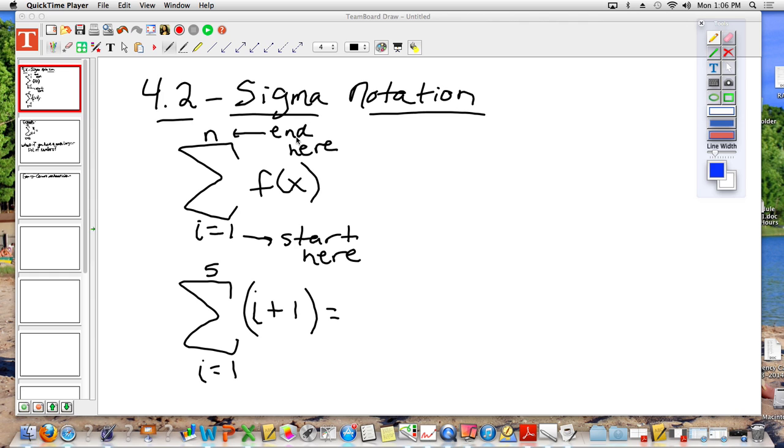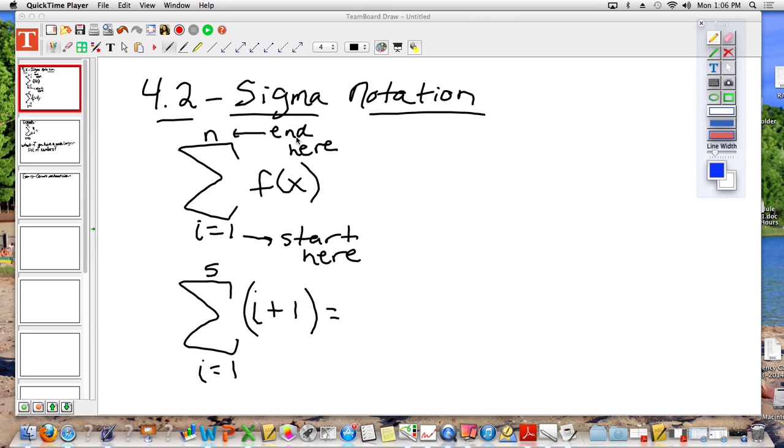All right, so we're going to move on to section 4.2. You can label it sigma notation. And that E-looking thing, if you recall from the last couple of years, is called sigma. It's a Greek symbol, and what does it mean? The sum of, the summation. It means to add things up.